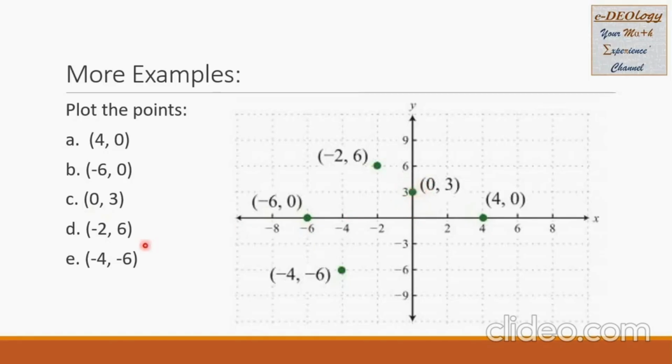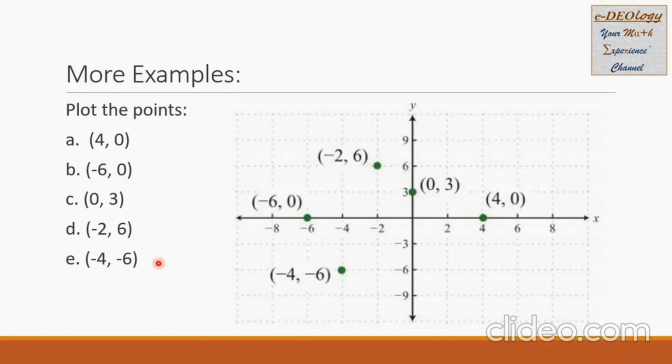The next point is negative 2, 6. Let's start with the negative 2. It means from the origin, we go 2 units to the left. This is the negative 2. And then the y coordinate is positive 6. From the origin, we go 6 units upward. And then we will take the intersection of the negative 2 from the x and the positive 6 from the y. And here is the point.